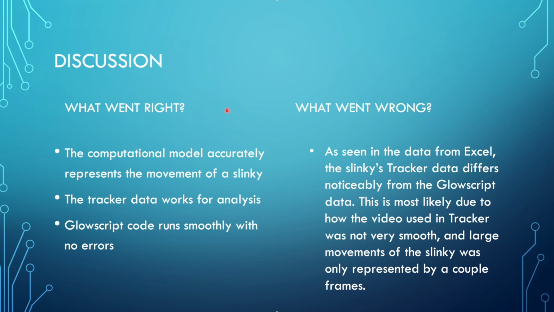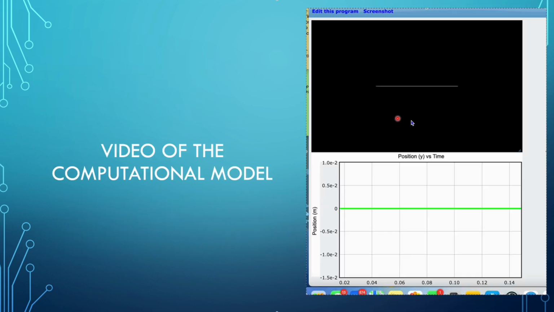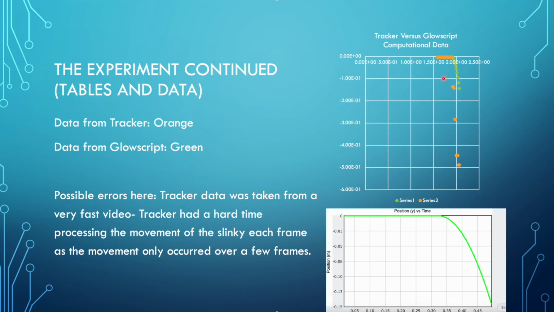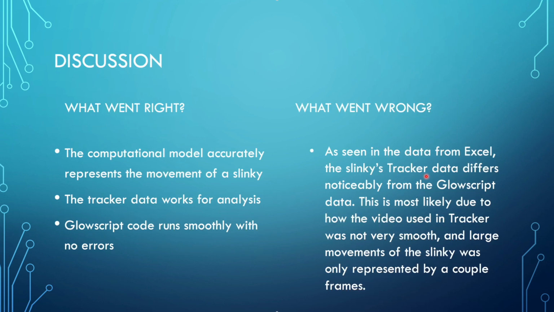So what went right? The computational model accurately represents the movement of a Slinky in this video. The Tracker data works for our analysis, and our GlowScript runs smoothly, so there are no errors in our code. But what went wrong? From the data in Excel, which is here, you can see that the Tracker data is much different than our computed data. This is most likely due to how the video was used in Tracker, and it wasn't very smooth. Large movements of the Slinky were only represented by a couple of frames.